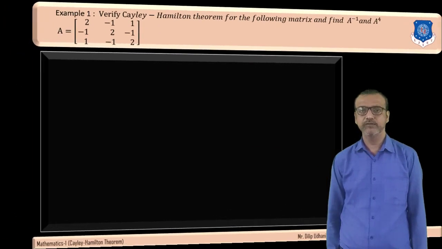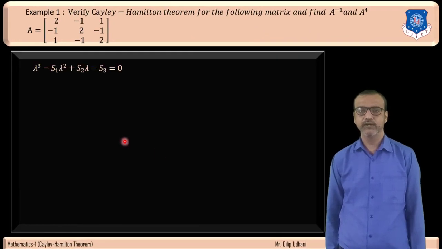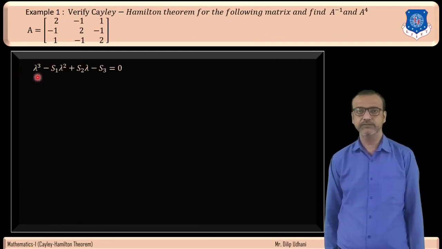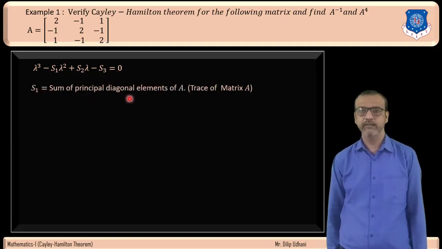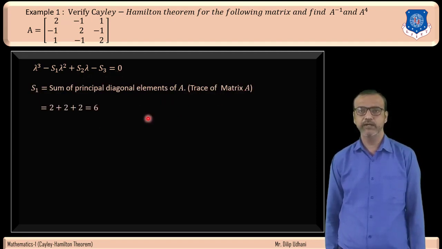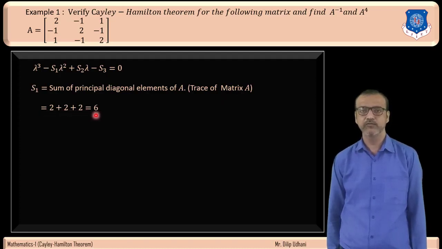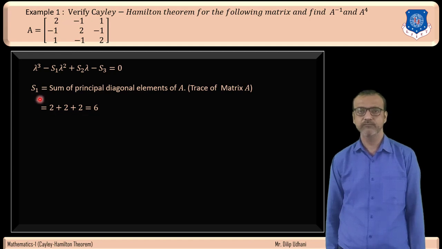Or with the help of this expression, you can also find the characteristic equation, and it is given by this formula: lambda cube minus s1 lambda square plus s2 lambda minus s3 equals 0, where s1 is the sum of principal diagonal elements of A, that is the trace of matrix A. Here the principal diagonal elements are 2, 2 and 2. So s1 equals 2 plus 2 plus 2, that is 6.